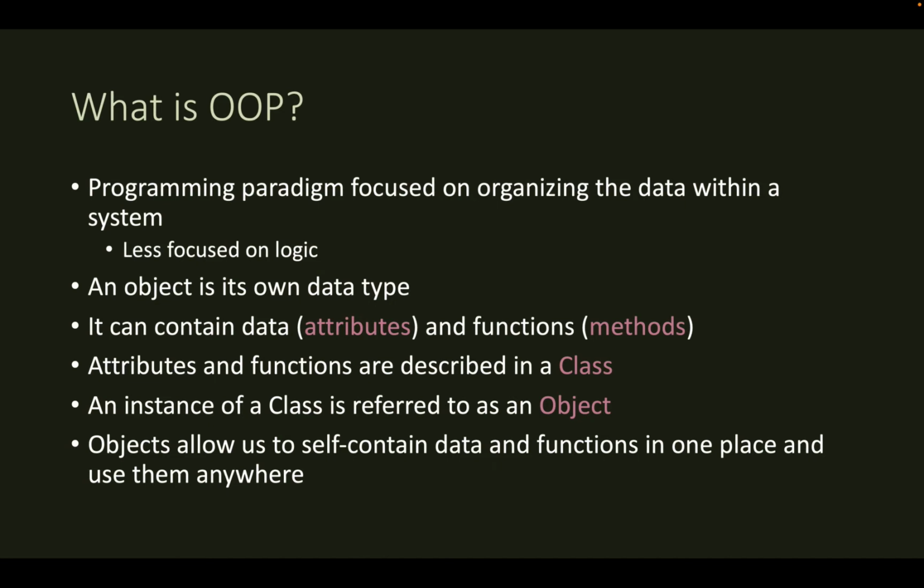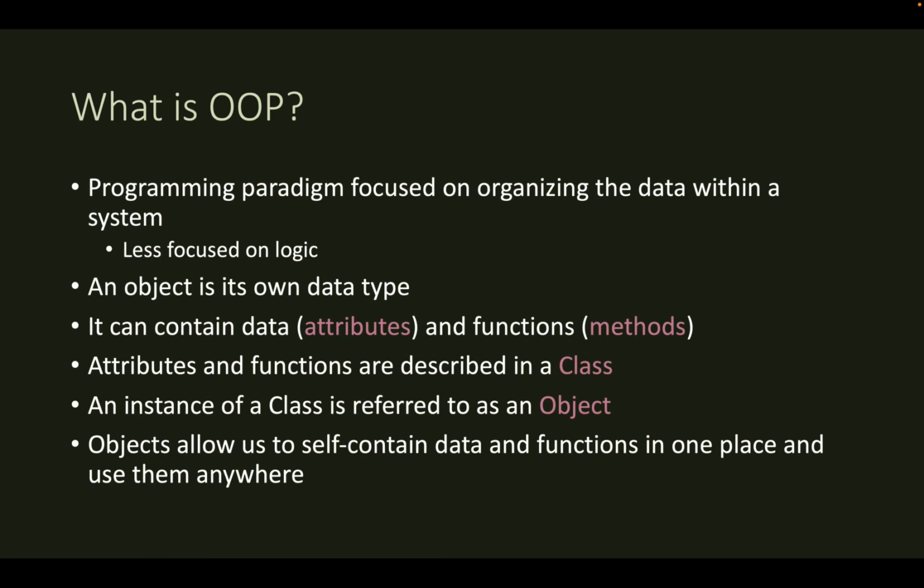It is a paradigm that became very popular in the 60s and 70s and has largely become the de facto way of building software. So an object is its own data type. It contains data, which we refer to as attributes, and functions, which we refer to as methods. These attributes and functions are described in a class, and when we start using the class, i.e. when we create an instance of the class, it is referred to as an object. So the object in the system is something that contains data and methods. When it's just a class, you can think of it as a template for an object.